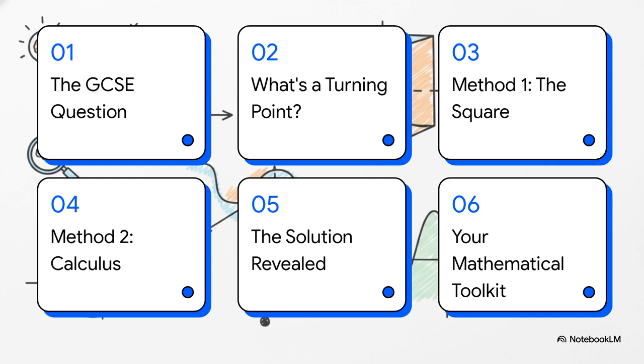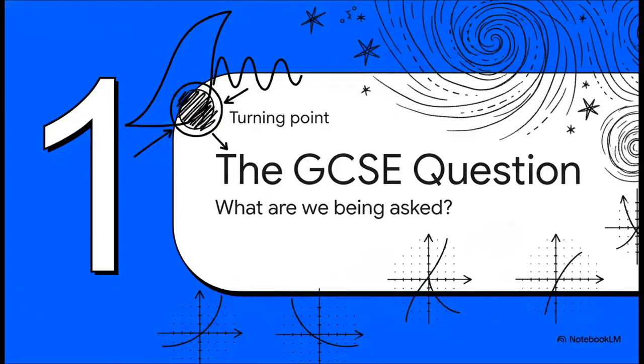So, what's our game plan? Simple. First, we'll look at the question itself. Then, we'll figure out what this turning point thing actually is. After that, we'll explore two totally different ways to find the answer. And finally, we'll wrap up by looking at the awesome new tools you've got. Let's do this. All right, first up, the GCSE question.